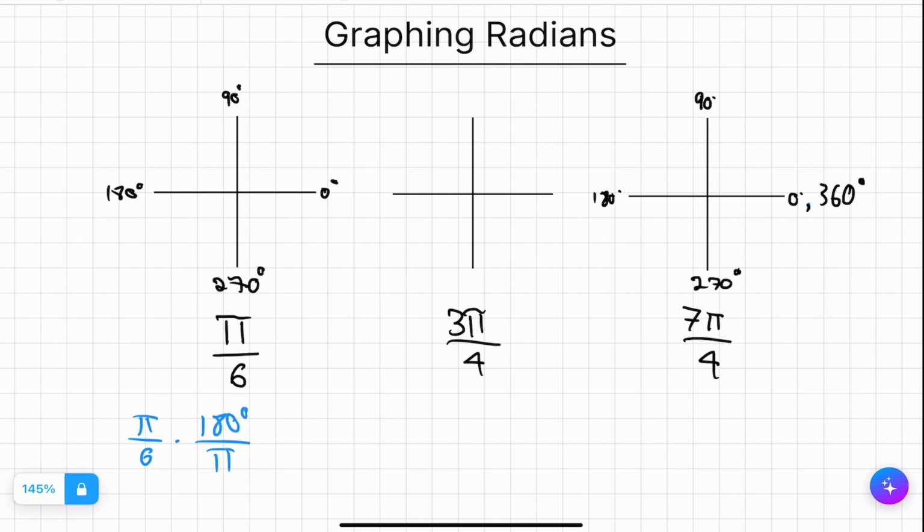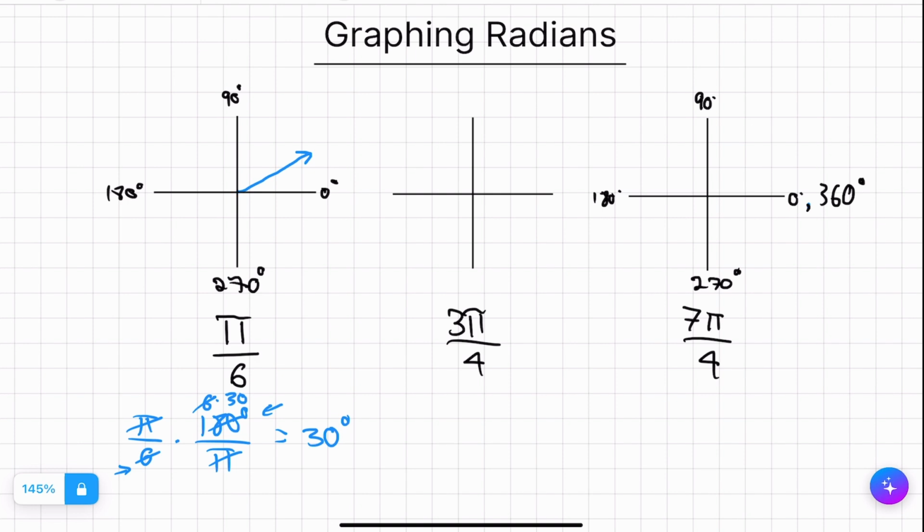Remember, we're going from radians to degrees, so we want the pi to cancel. And since we've set this up correctly, we can cancel them. Now we have 6 in the denominator, so we want a 6 in the numerator. We can split 180 into 6 times 30. And we can cancel the 6s. We're left with 30 degrees. The terminal side of 30 degrees is right about here.